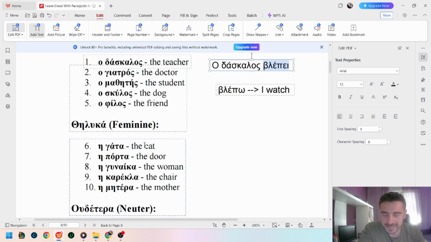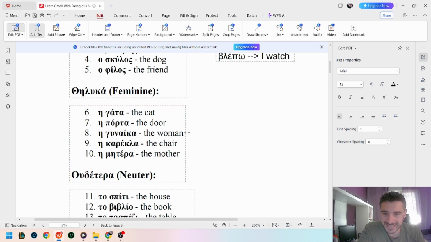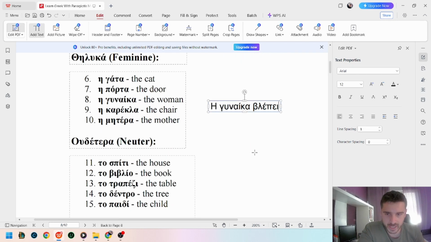Now, let's see some feminine words. The word for cat is η γάτα, the door, η πόρτα, the woman, η γυναίκα, the chair, η καρέκλα, the mother, η μητέρα or η μαμά. So if you want to say the sentence "the woman watches", you will just say η γυναίκα βλέπει. Η γυναίκα βλέπει.